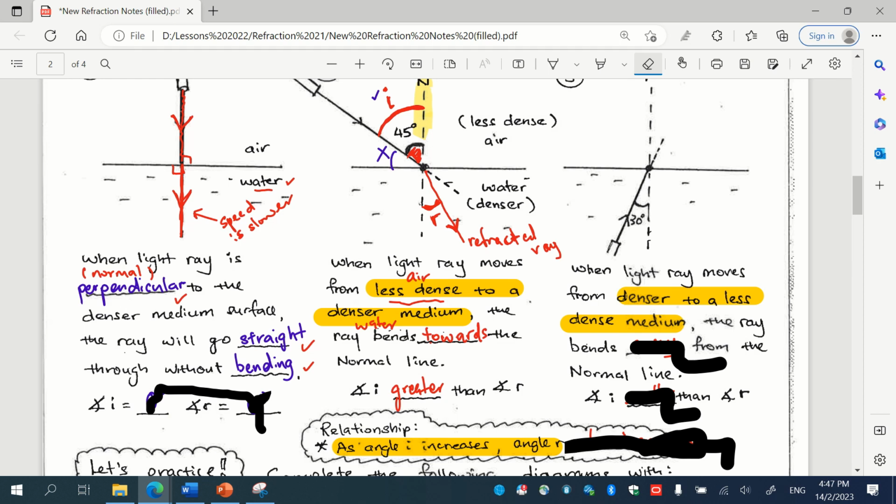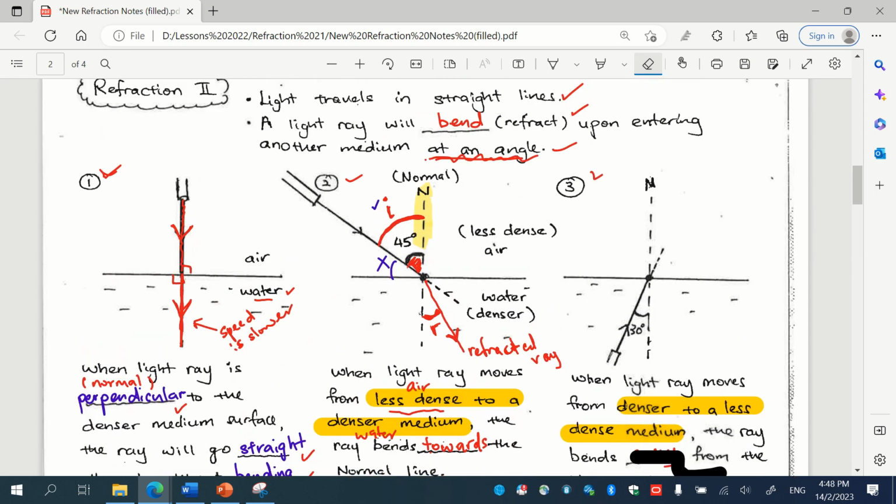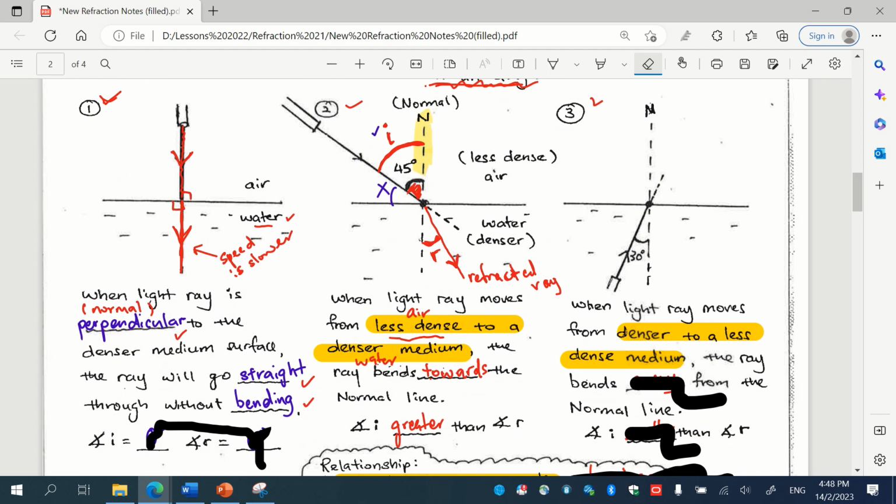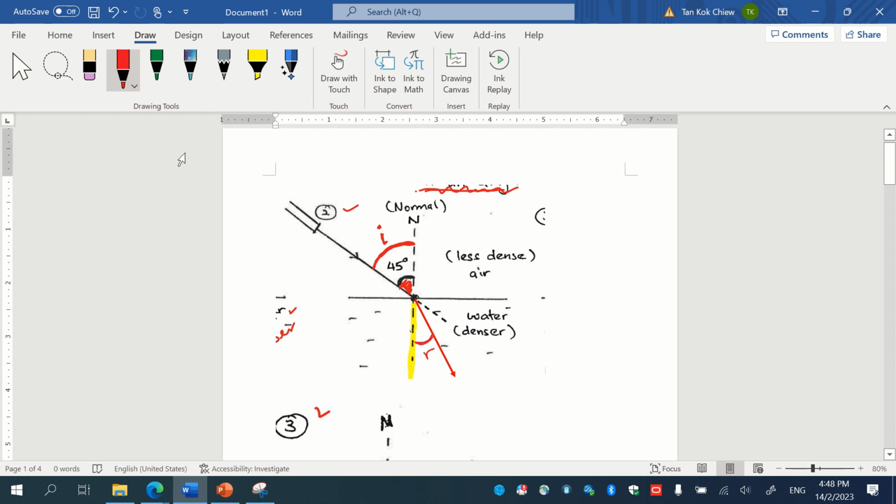Now let's go to the third diagram. This time light goes from water out into the air. So the rule says when light rays move from denser to less dense medium, the ray bends away from the normal line. It bends away. So again, allow me to demonstrate from the Word document.